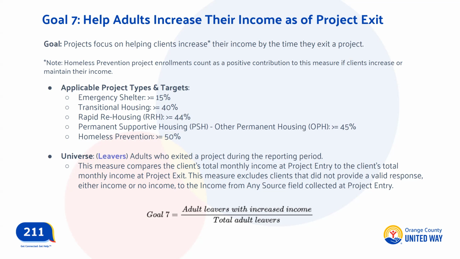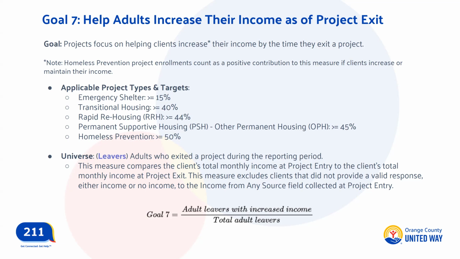And the universe that applies for this goal is adults who exited a project during the reporting period. So it would be leavers. And this measure compares the client's total monthly income at project entry to the client's total monthly income at project exit. And similar to Goal 6, this measure excludes clients that did not provide a valid response to the income from any source field collected at project entry.